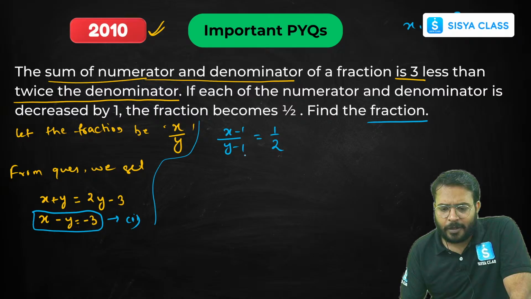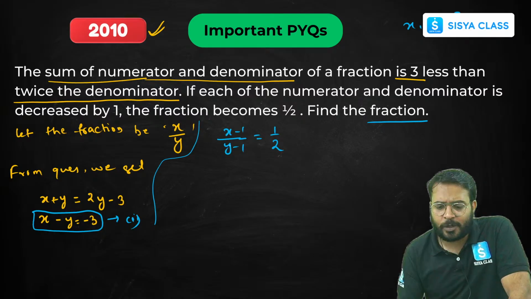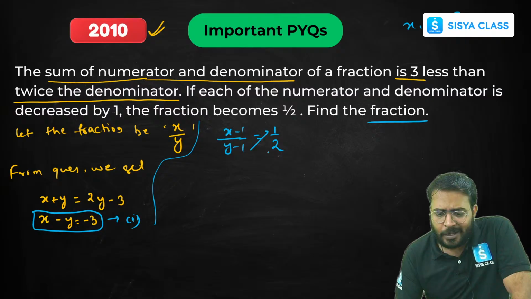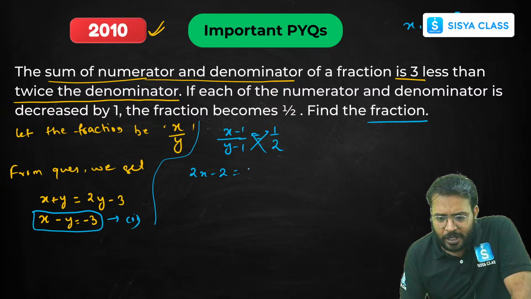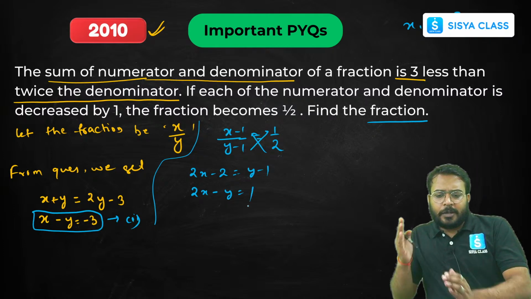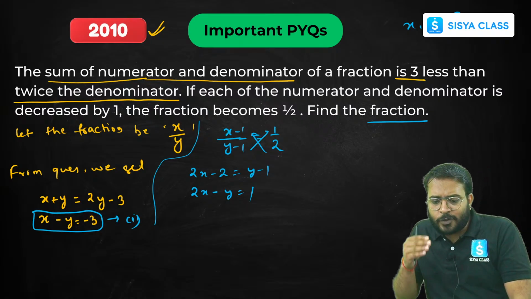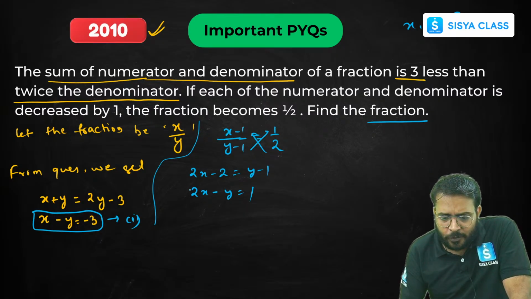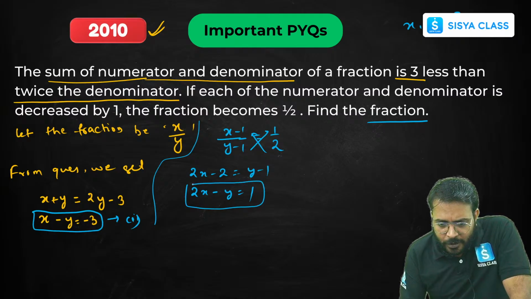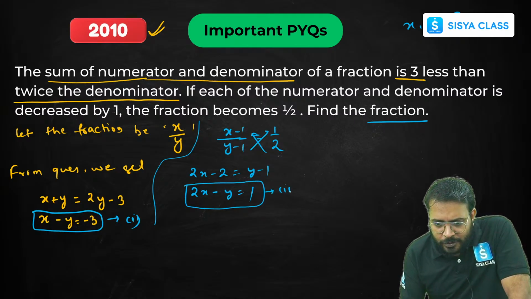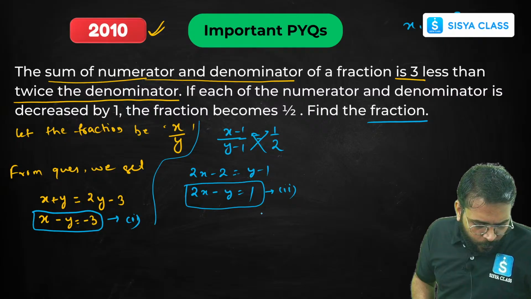Now what can we do? From this statement 2, can we frame one more equation? Yes sir, we can. How to frame? Just cross multiply. So 2 into x, you are going to get 2x minus 2, and y minus 1. When you simplify it, you will get 2x minus y is equal to 1. Take y to the other hand side, you will get minus y. Take minus 2 to the other hand side, you will get 1 minus 1 plus 2, which is 1. So right now you are having 2 equations.